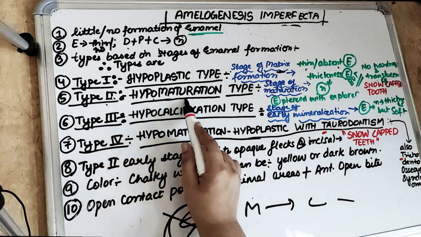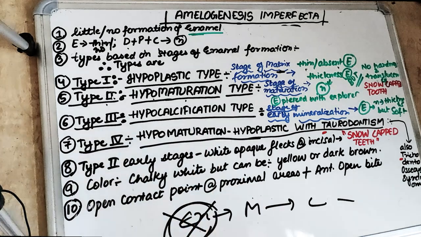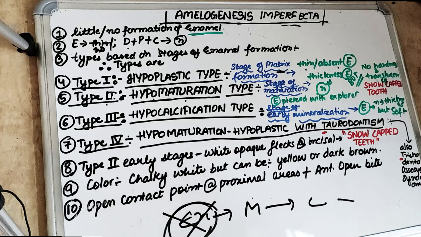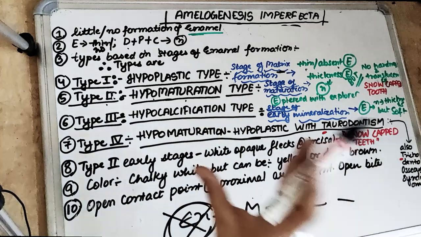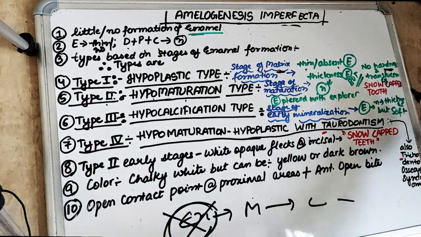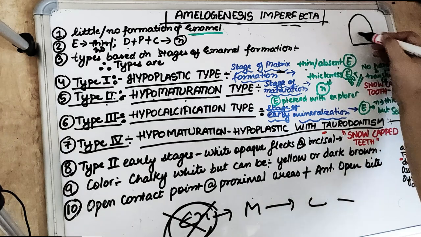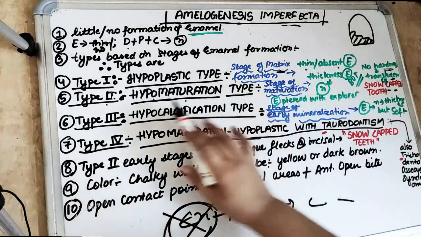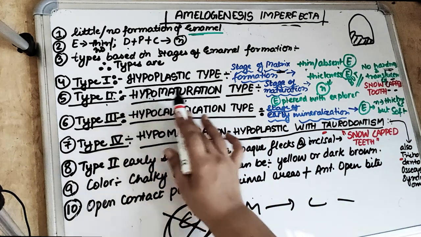Type 2 is the hypomaturation type. In this type, the enamel thickness is normal, but the enamel doesn't have the normal hardness or translucency. The enamel is not hard and not translucent. So how will the tooth appear? It will appear like a snow-capped tooth, because the white opalescent enamel is present at the incisal area. This is the early stage of the hypomaturation type.